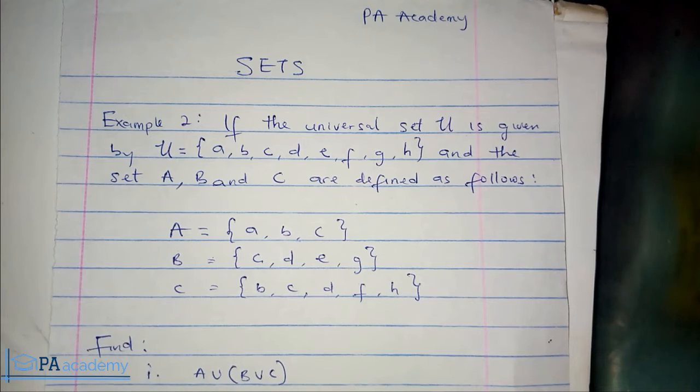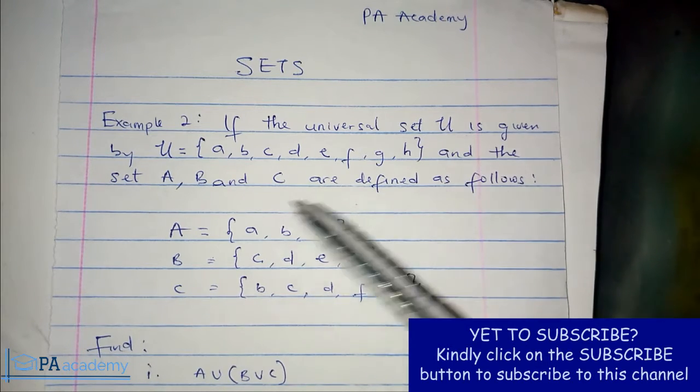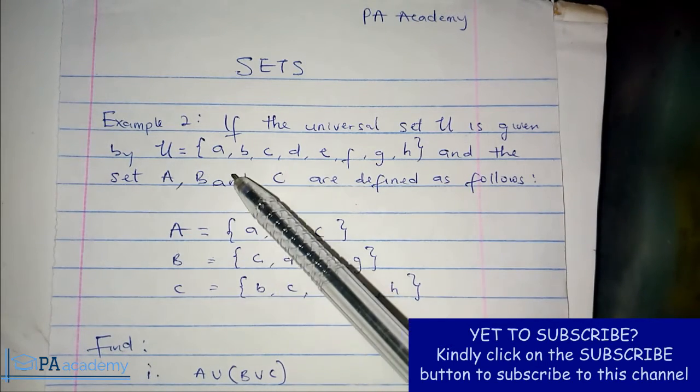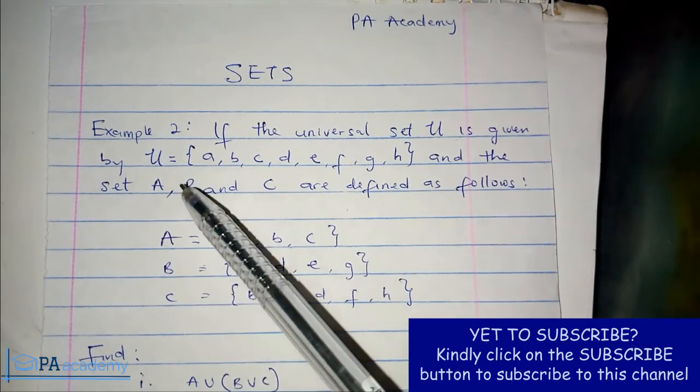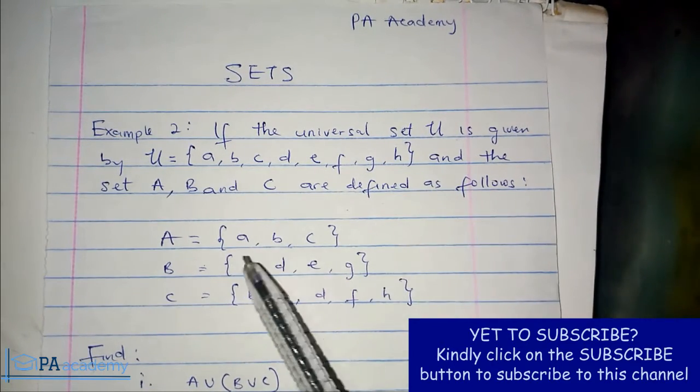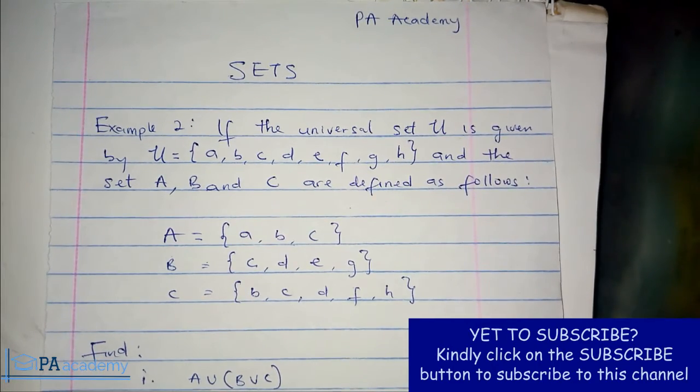Hello and welcome to part 6 of this video series on sets, and here we are looking at example number 2. It says, if the universal set is given by A, B, C, D, E, F, G, H, and the sets A, B, C are defined as follows. So these are the elements for sets A, B, and C. Now these are the questions that follow.